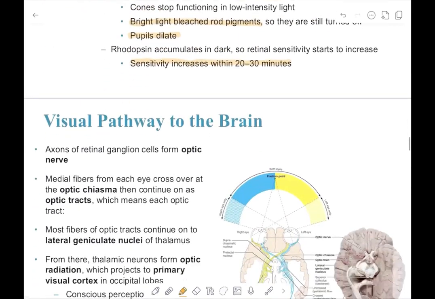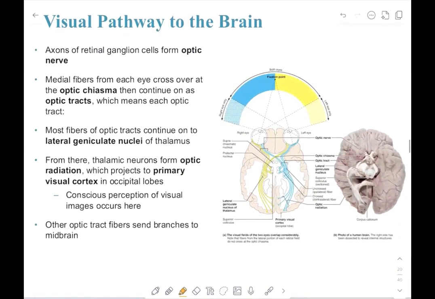So the visual pathway to the brain begins with these axons of the retinal ganglion cells from the optic nerve, and those medial fibers from each eye cross over at the optic chiasma, and the optic chiasma is where it becomes the optic tract. So there is decussation here where it crosses over to the other side.